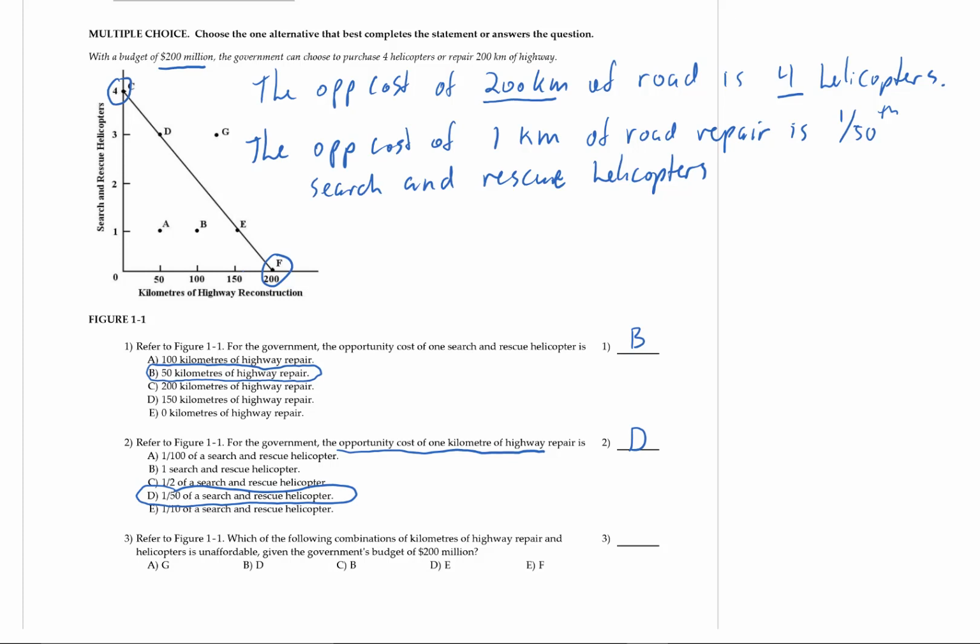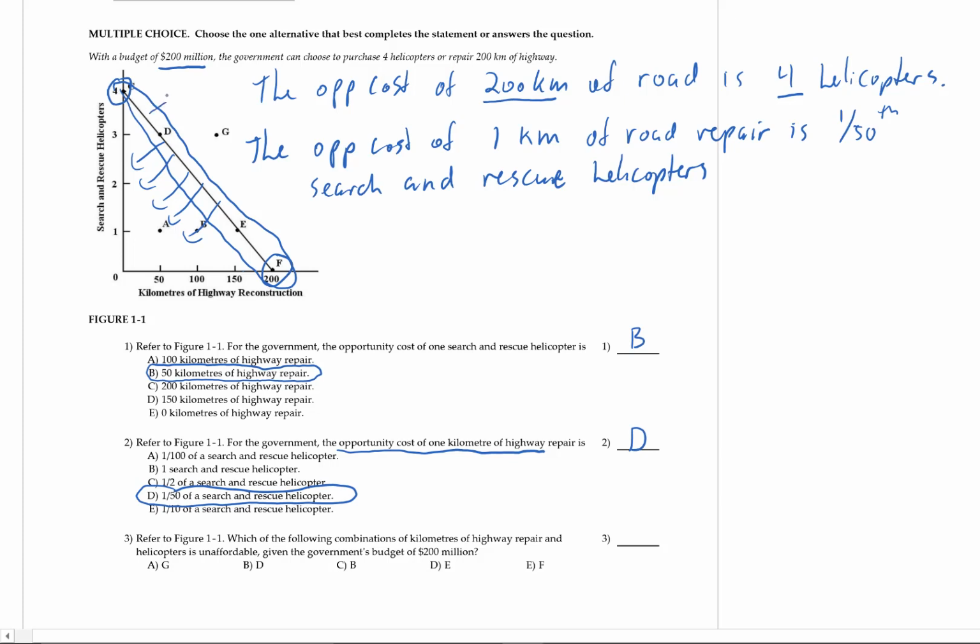The final question asks, which of the following combinations of kilometers of highway repair and helicopters is unaffordable given the government's budget of $200 million? So to answer this question, we just need to think about the concept of the production possibility boundary. We know that anything along this boundary is efficient. We know that anything inside the boundary is attainable but inefficient, so points A and B are attainable but not efficient. We're not using all that 200 million.